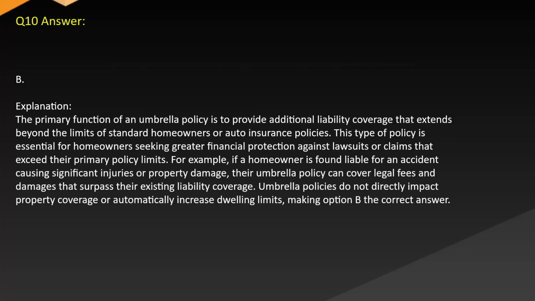Answer. B. Explanation. The primary function of an umbrella policy is to provide additional liability coverage that extends beyond the limits of standard homeowners or auto insurance policies. This type of policy is essential for homeowners seeking greater financial protection against lawsuits or claims that exceed their primary policy limits. For example, if a homeowner is found liable for an accident causing significant injuries or property damage, their umbrella policy can cover legal fees and damages that surpass their existing liability coverage. Umbrella policies do not directly impact property coverage or automatically increase dwelling limits, making option B the correct answer.